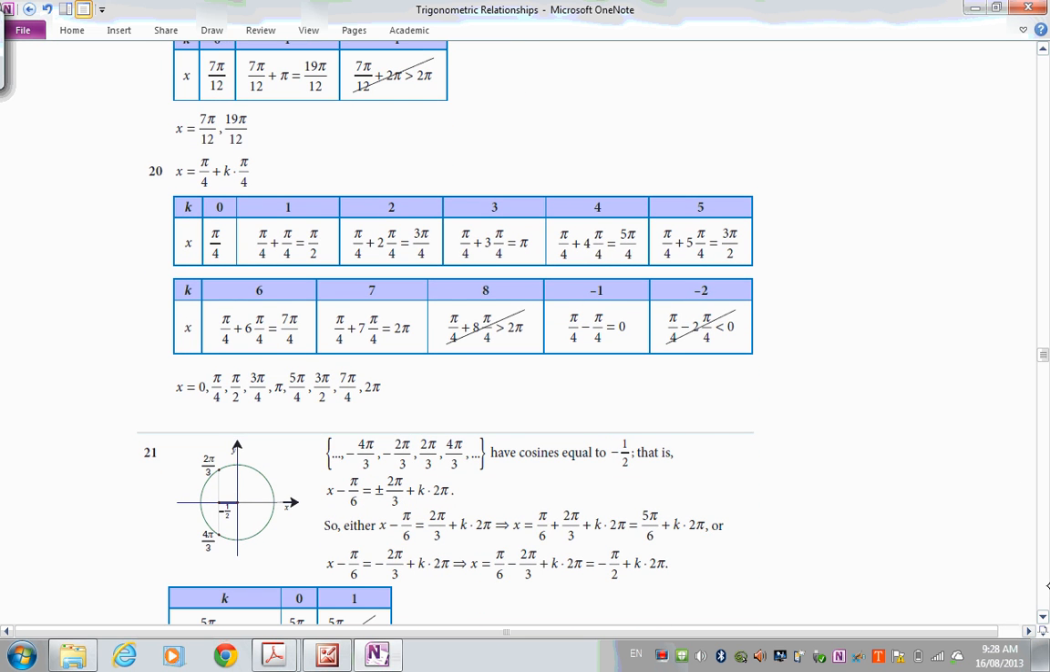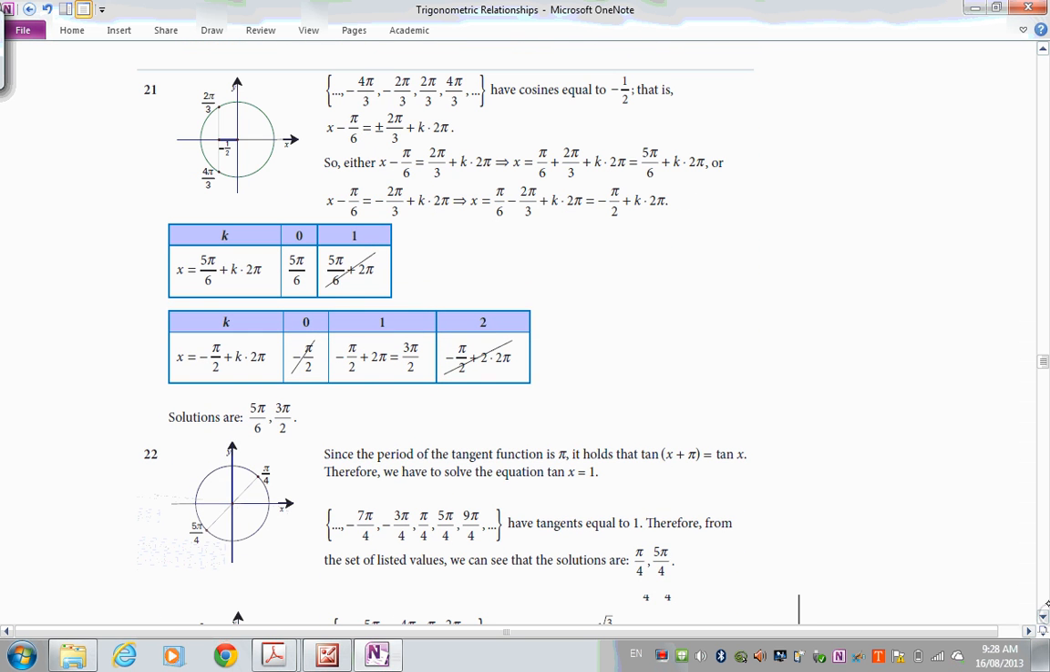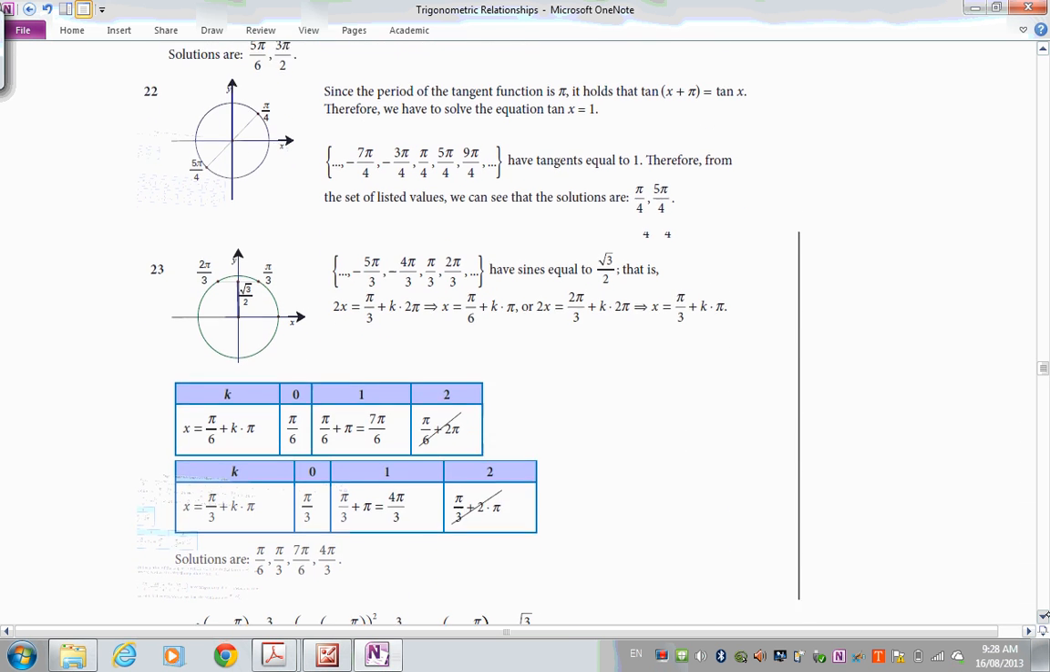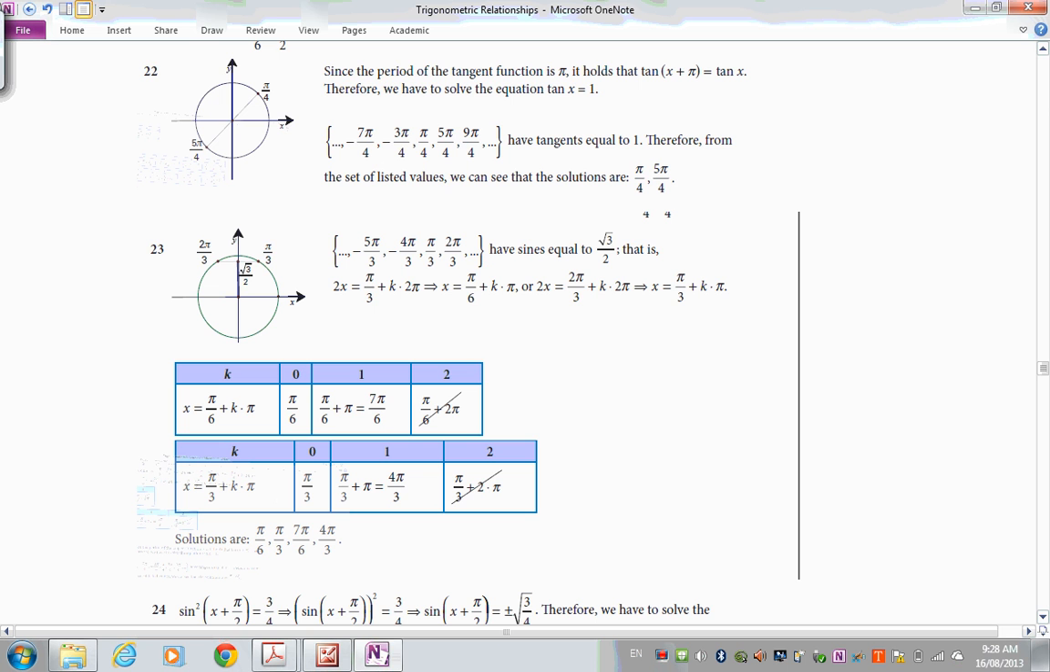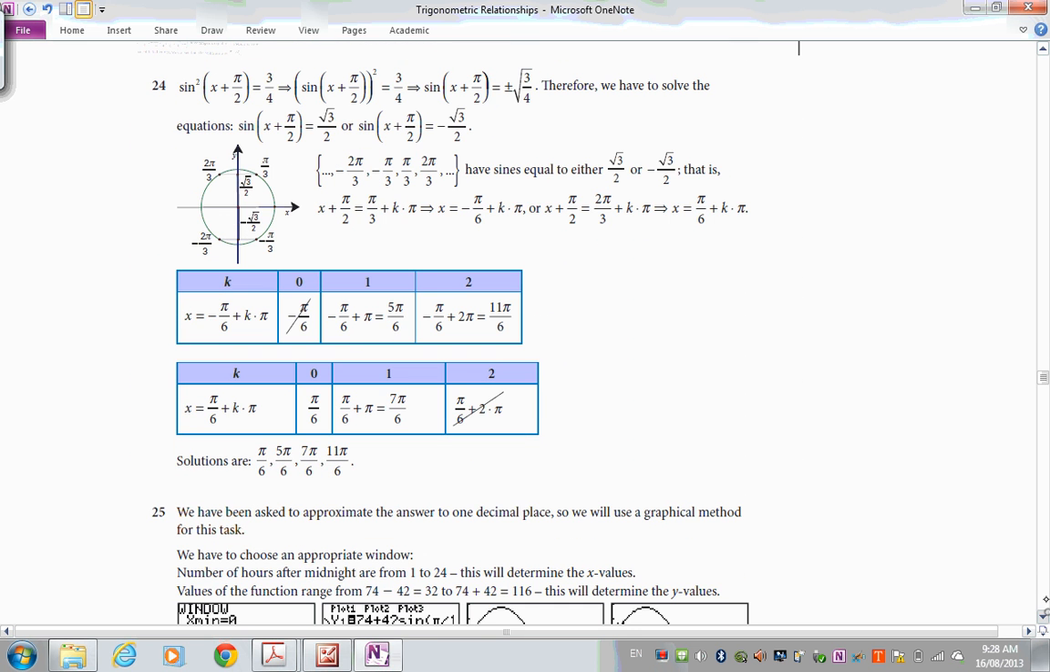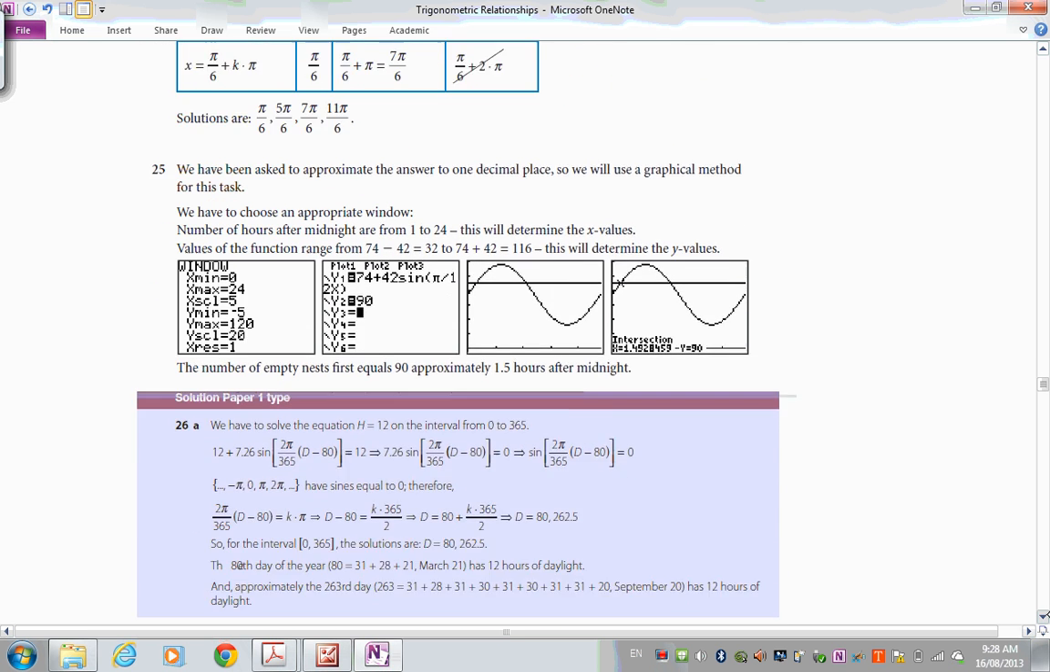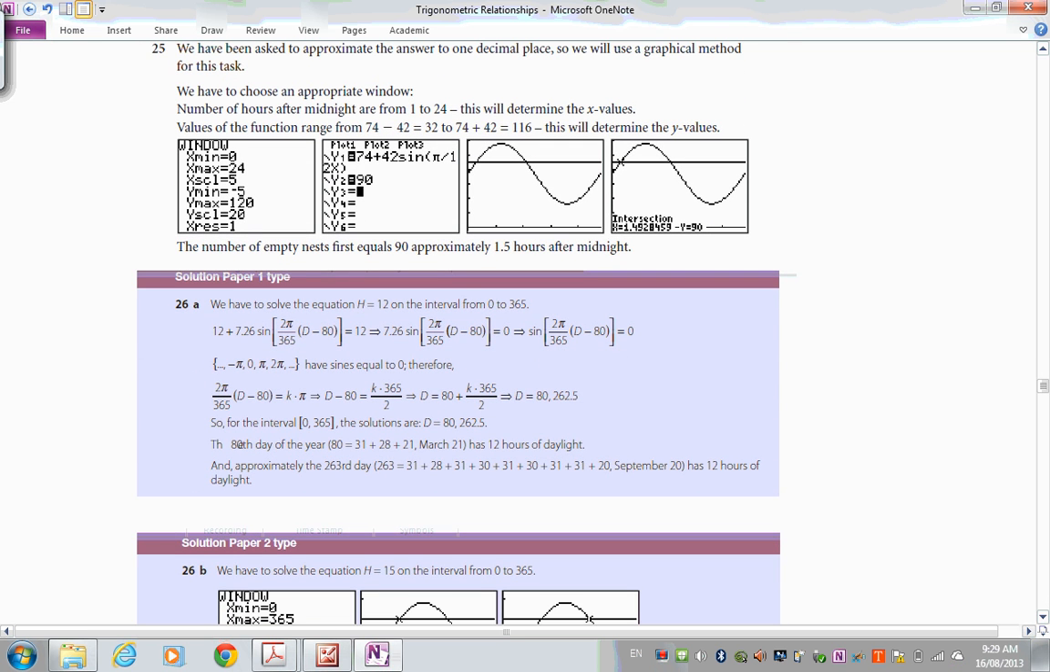There's 20's full solution there at the bottom. 21. Okay, 22, 23. There's 24. 25. And we're coming into 26.